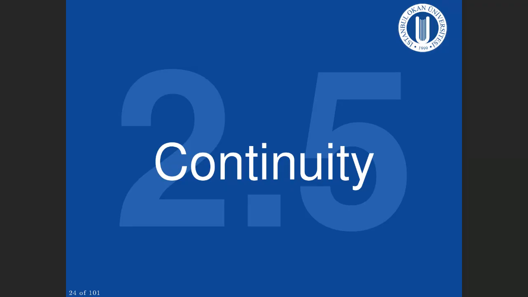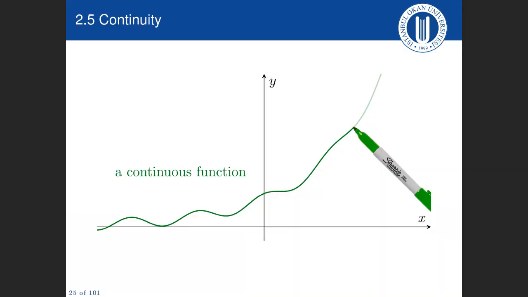That's enough about one-sided limits. Let's move on to the next chapter. I want to talk about continuity. Sometimes we can draw the graph of a function without lifting our pen off the paper. We put our pen on the paper, we start drawing, and we can draw the whole graph in one go.